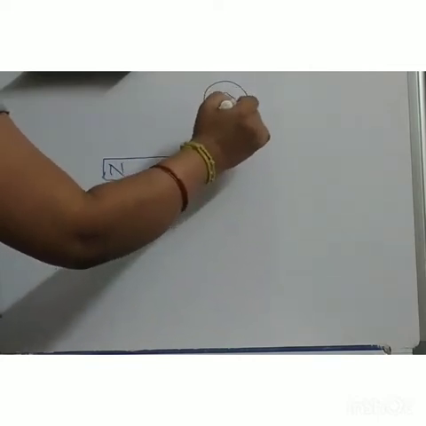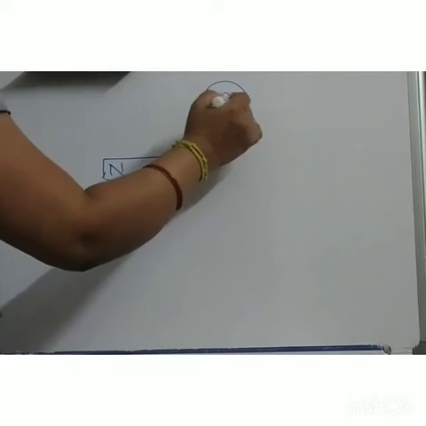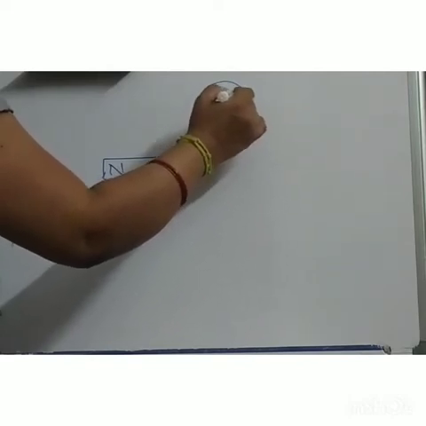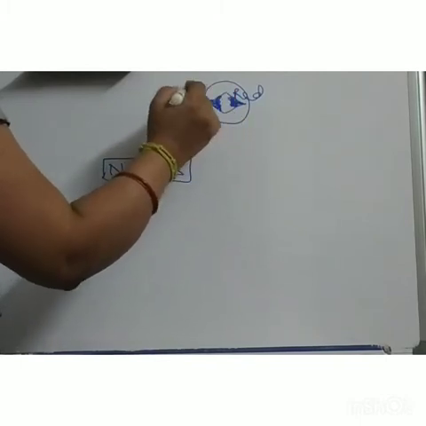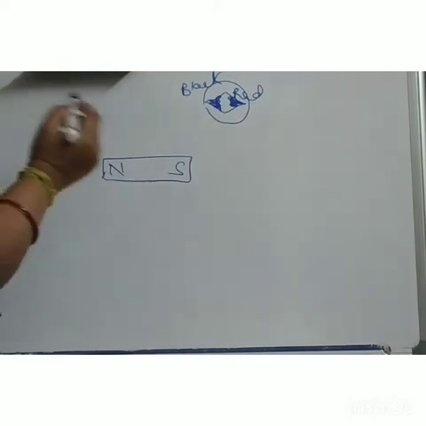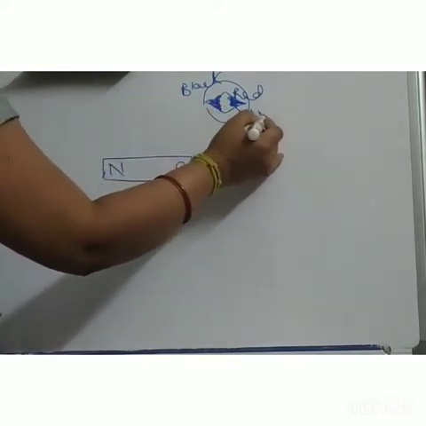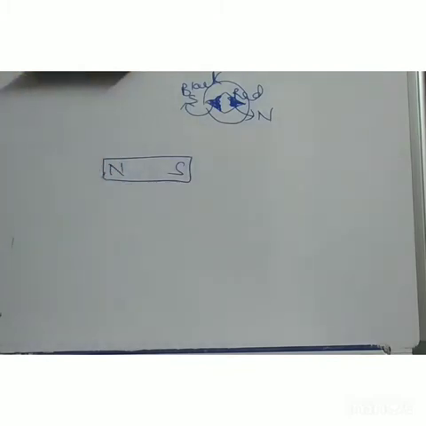It is like this, and one side will be red color, and another side will be bluish or black color type, grayish color. Suppose black color. So this is your compass needle. This red color actually is your north pole, and this is your south pole of your compass needle.